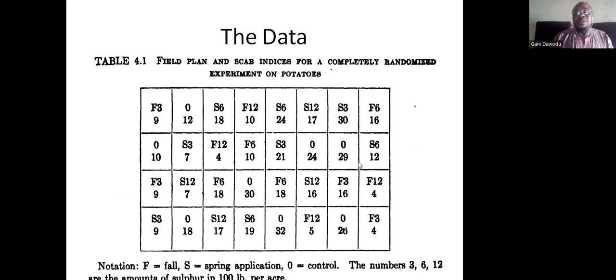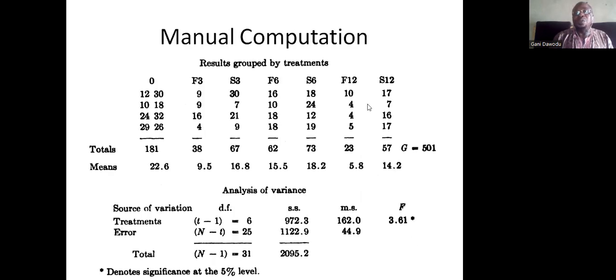For today's discussion, for this video, that is the data. It is on an ailment known as scab that attacks potatoes and is captured by the scab indices of samples. The treatment entails application of sulfur during this season, and there's the control, and these are the levels of application of sulfur. If you want to do manual computation, you probably will go this far, getting the means for the control and for the treatments, and that's it.